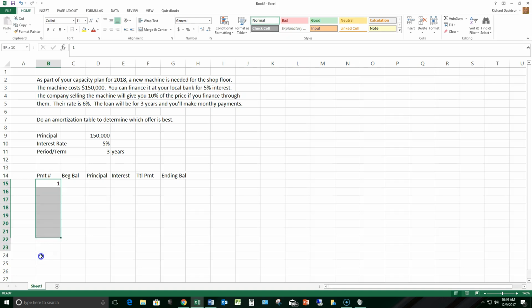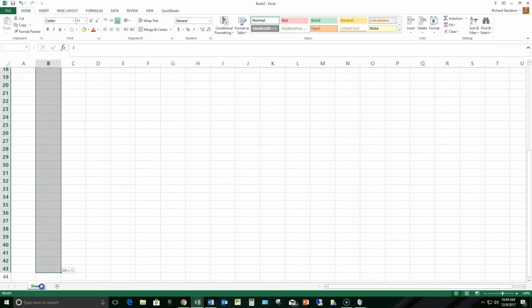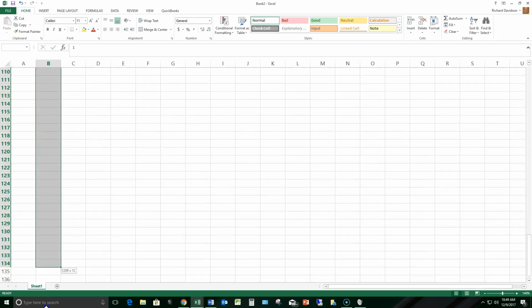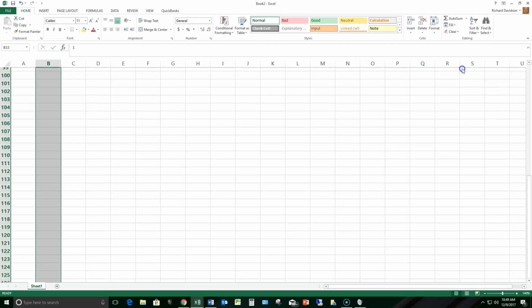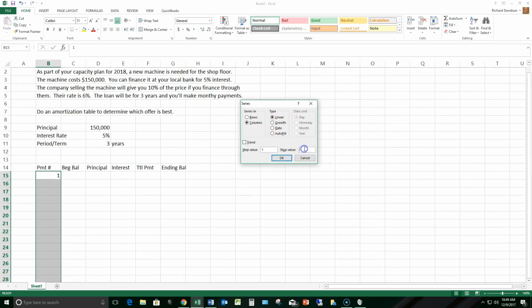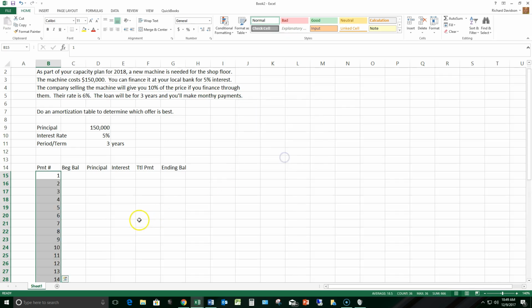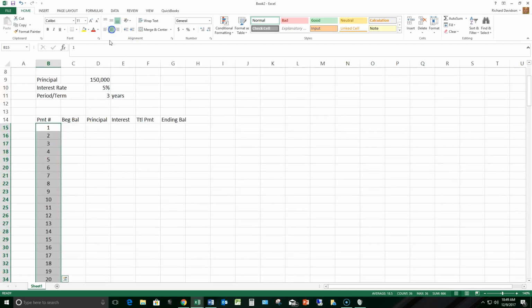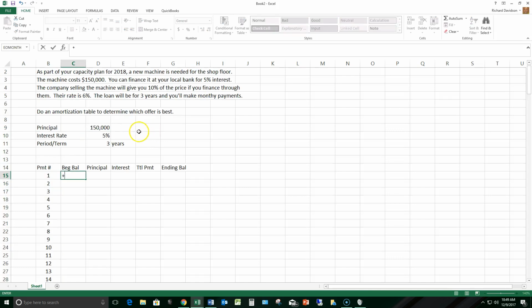I like to use the fill command. I start with a 1 to tell it it's going to be a series. And we can go straight down as far as we want. I go up here to the fill command, choose series, and tell it to stop at 36 because 3-year payment, 12 months a year, 3 times 12 is 36. You can do it however you want. To me, that's the quick and easy way. The beginning balance for row 1 is always the loan amount, $150,000.